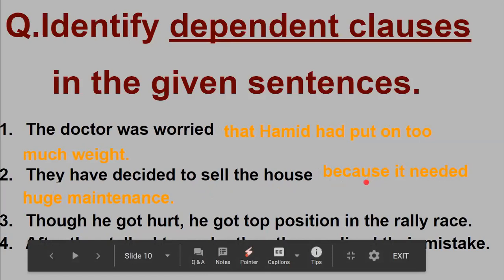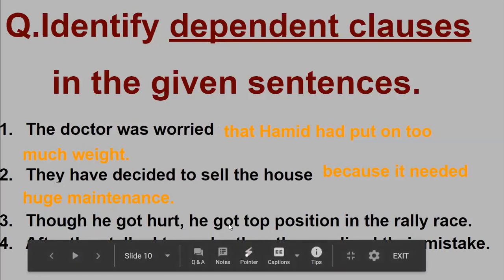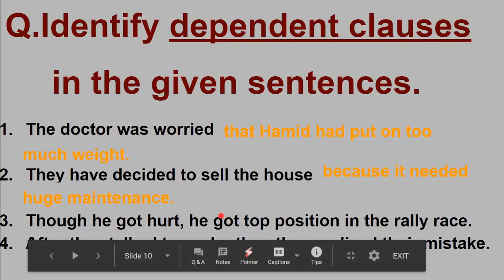Okay, now coming to the third sentence, "Though he got hurt". See again. Though he got hurt, he got top position in the relay race. So where is the dependent clause? Okay, Usman is going to tell me this time and nobody else. Yes, Usman, write it in the chat quickly. The first part or the second part? Which part is the dependent clause?